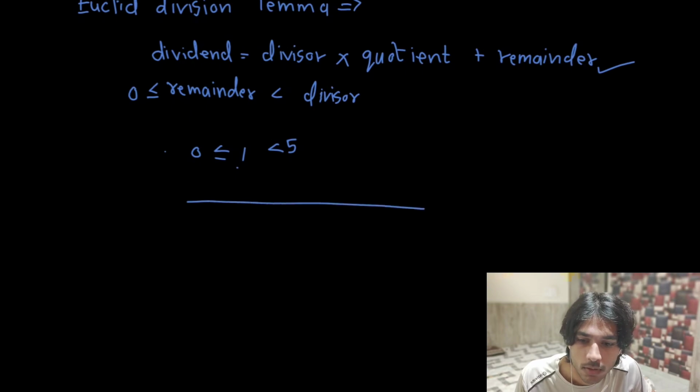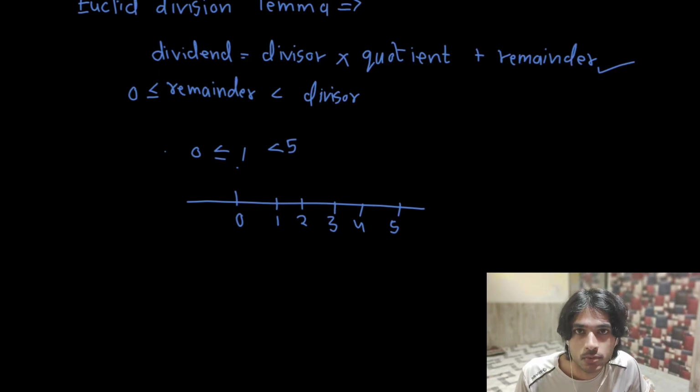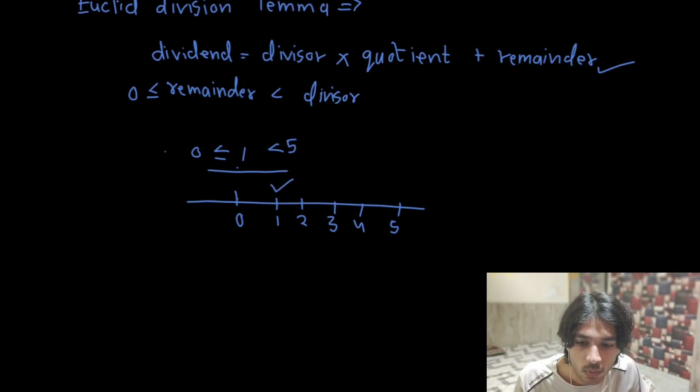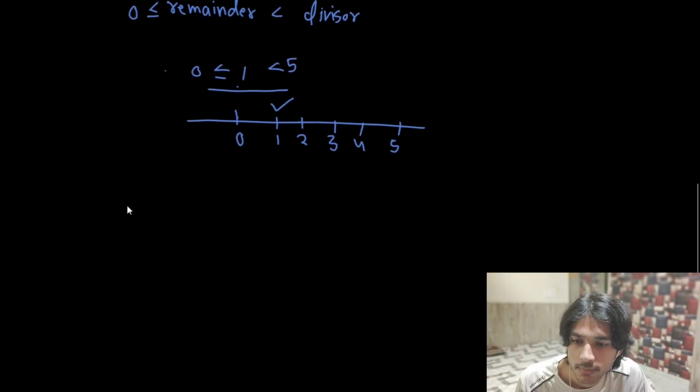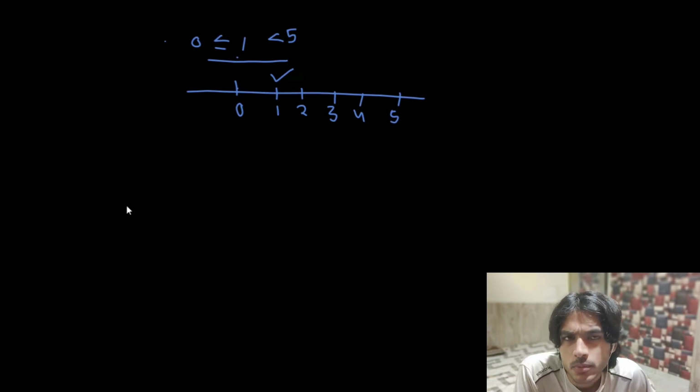So 1 holds between here. Suppose this is 0, this is 1, this is 2, this is 3, this is 4, and this is a number line. Obviously the measurement is not accurate, but what I'm trying to show here is that this inequality holds: 1 lies between 0 and strictly less than 5. Okay, so why does the remainder have to be strictly less than the divisor? Why can't it be equal to the divisor?